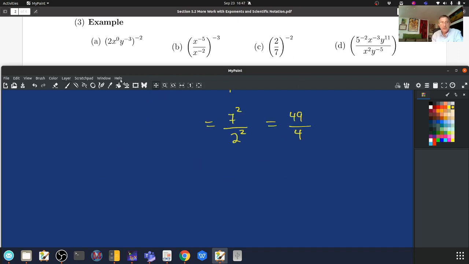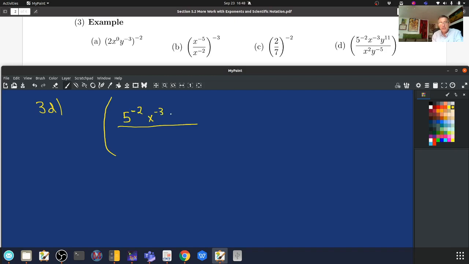Let's go ahead and do number D. Yeah, it looks really hairy. But again, we'll simplify what's in parentheses first. You don't have to. There are other ways to do it. But by simplifying what's in parentheses first, we're being true to PEMDAS, order of operations, and we're applying them.